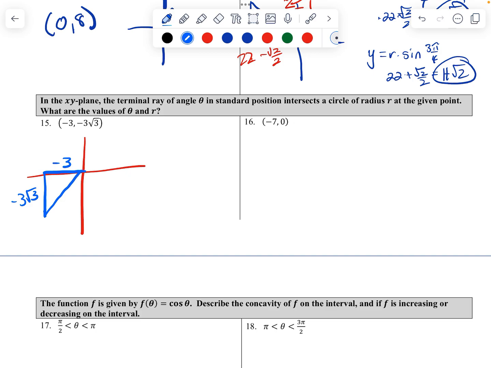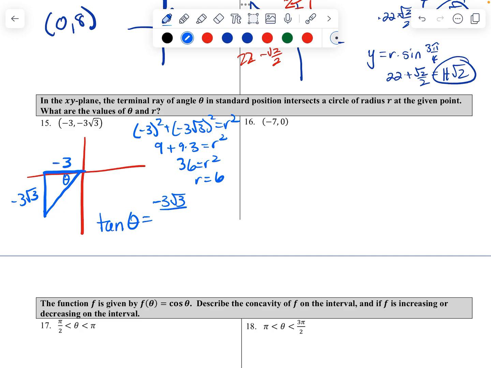So how can we find our radius? Well, a squared plus b squared equals our radius squared. So this is 9 plus 9 times 3, so this is 36 equals r squared. So r equals 6. And then to find our angle, well, the tangent of that angle is negative 3 root 3 over negative 3. So that's root 3. So we have to figure out what angle has a tangent of root 3.